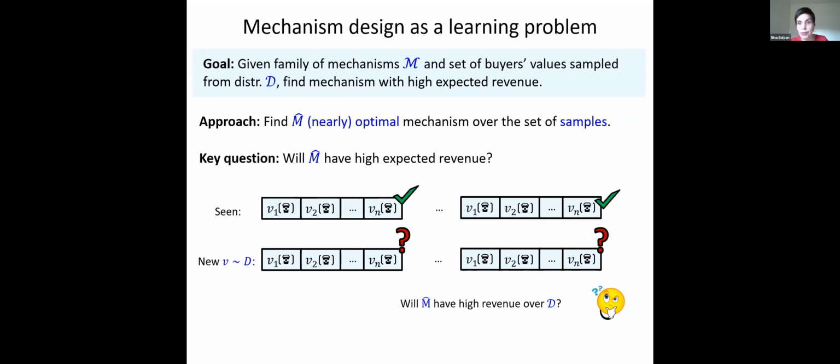So for example, just to be even more concrete, for the case of second price auctions with a reserve, the mechanism M hat that we find based on the training set of typical samples will of course do well on this training set. But the key question is whether it will do well on new random valuation vectors that we have not seen in the training set. In other words, will it generalize? This is a key question, which we call in machine learning theory a sample complexity question.